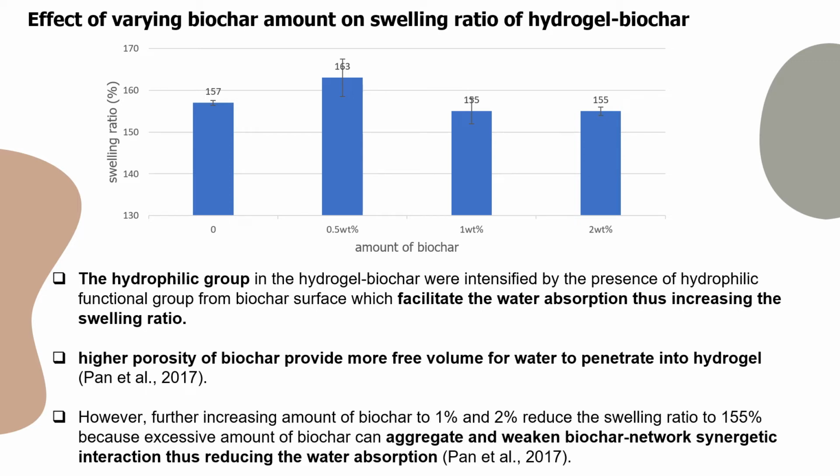However, further increasing the amount of biochar to 1 and 2% reduced the swelling ratio to 155% because an excessive amount of biochar can aggregate and weaken the biochar network synergetic interaction, thus reducing the water absorption.